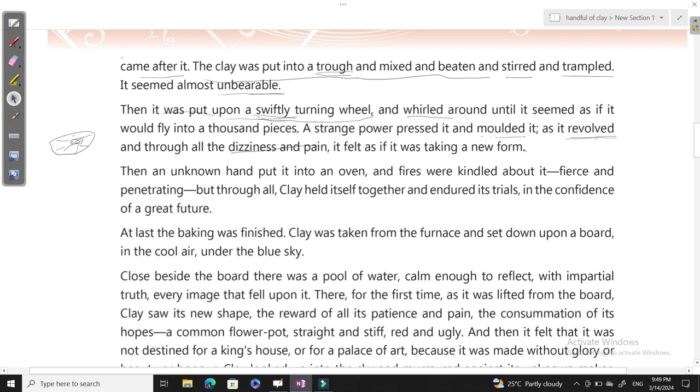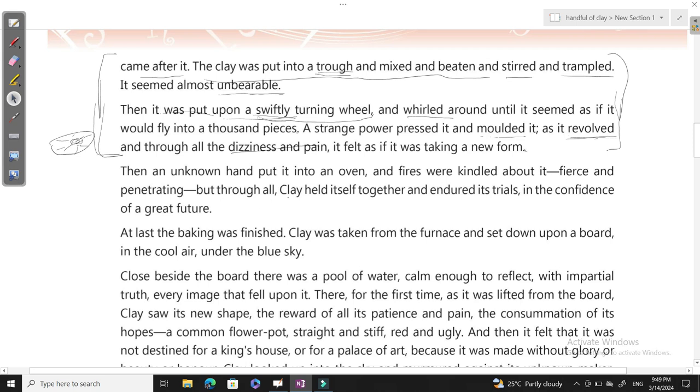So here we understood one thing, that when difficulties come in our life, or here so many difficulties came in that lump's life, after that it could get a new shape. So in our life also, simply we will not get anything. We have to go through the difficulties, then only we'll get something new in our life. Then an unknown hand put it into an oven, and fire was kindled about it, fierce and penetrating.